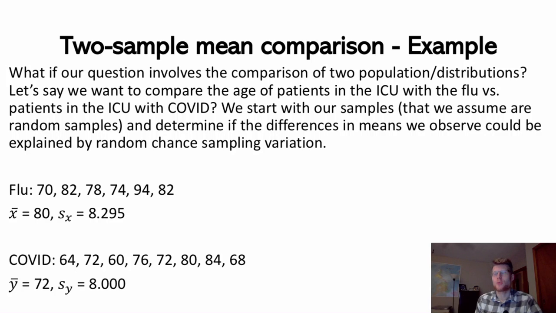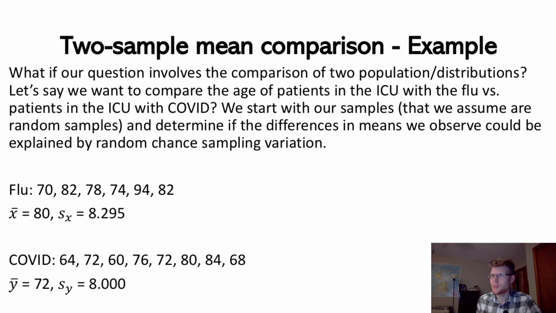So we have these results. Our X bar and Y bar, I'm going to call them X bar and Y bar in this example, is 80 and 72. By the way, we could call them X bar 1 and X bar 2. We could call them anything we want, but we'll do X and Y here. So obviously there is a difference in the means in my two samples, but they're also pretty small samples.